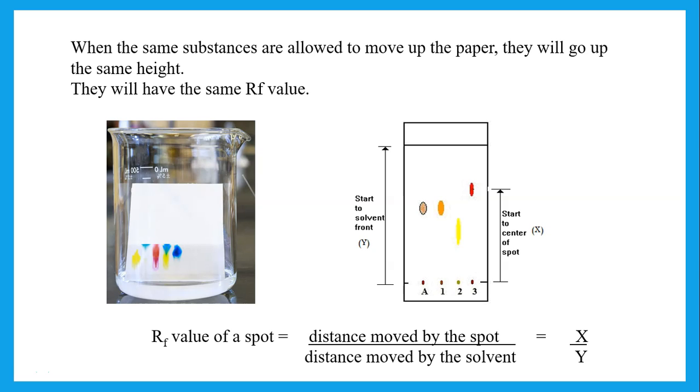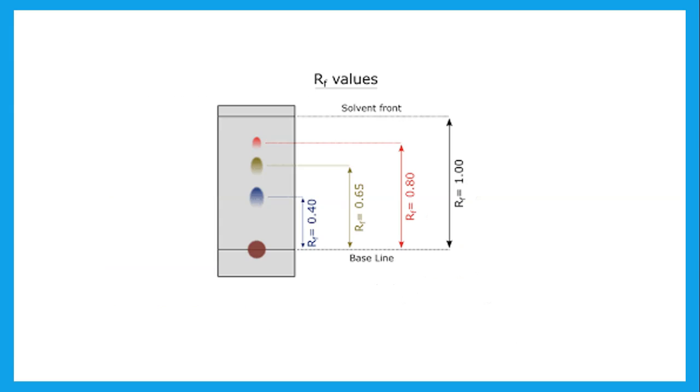I get a ruler. So we need a ruler to measure the distance from the baseline to the spot divided by the distance from the baseline to where the solvent went up. Where the solvent went up is called the solvent front. So the distance moved by the spot divided by the distance moved by the solvent is called the RF value of the substance. Now each substance has a specific RF value.